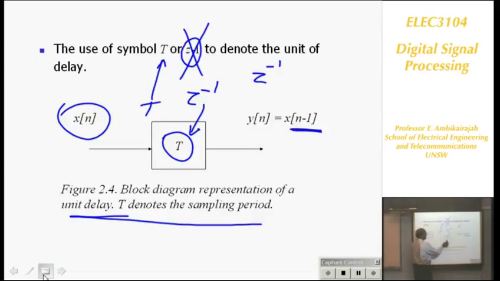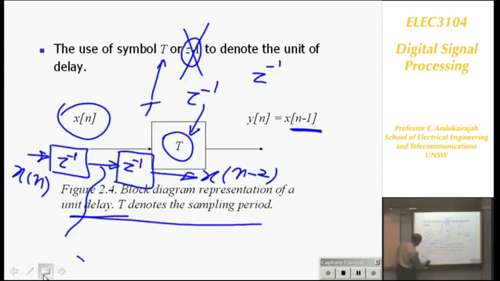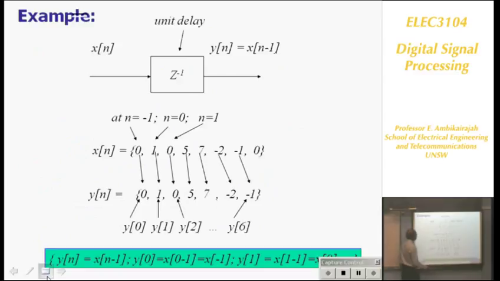And you could have 2 delays. You could have T, another T, and then it will be x[n-2]. So for example, if I have here 1 z to the minus 1, and then it passes through another z to the minus 1. If you look at this, the input is x[n], and this output will be x[n-2], because at that point it is x[n-1]. So I've delayed once and twice. So you get x[n-2].